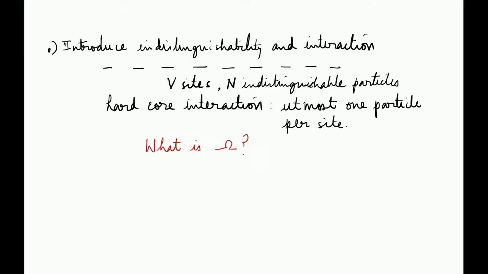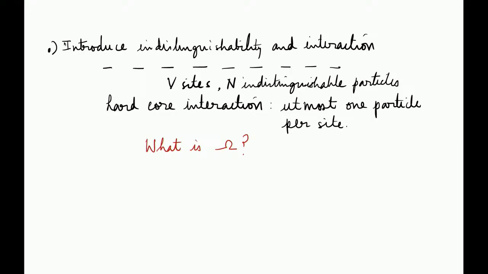Introduce indistinguishability and interaction. Previously it was non-interacting, distinguishable, then we introduced non-interacting, indistinguishable. Now let us make it indistinguishable and interacting. Let us make the most basic sort of interaction: I have V sites, n indistinguishable particles, but they have a hardcore interaction, which means there can be at most one particle per site. Two particles cannot sit on the same site. So now I have made them really hard particles, so they cannot sit on top of each other.